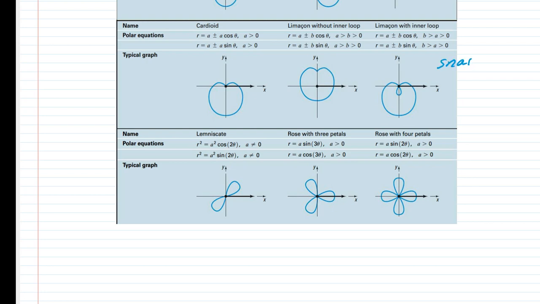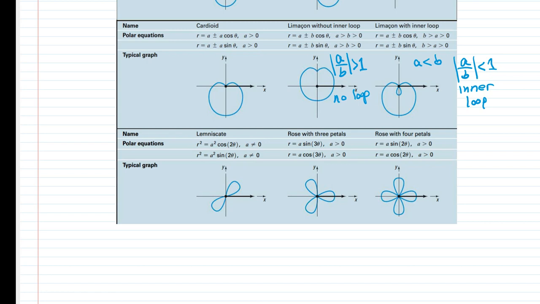So you're looking at the graph of limaçons here. The limaçon could have either an inner loop or not have a loop. Whether it has a loop or not depends on the relationship between a and b. If the absolute value of the ratio of a to b is less than 1, then there will be an inner loop. If it's greater than 1, then there is no loop.